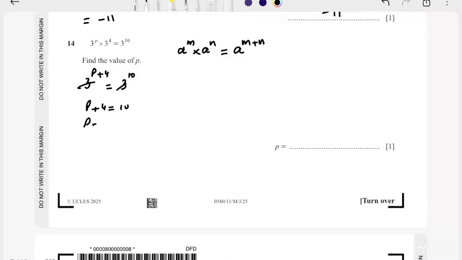Question number 14. 3 raised to the power p times 3 raised to the power 4 is equal to 3 raised to the power 10. So we have to apply the laws of indices, and we know that if bases are the same and there is a multiplication sign, the powers are always added. So it will be m plus n. The same law we have to apply here. 3 raised to the power p plus 4 is equal to 3 raised to the power 10. 3 will cancel by 3, and p plus 4 is equal to 10, and p is equal to 10 minus 4, and the value of p will be 6.